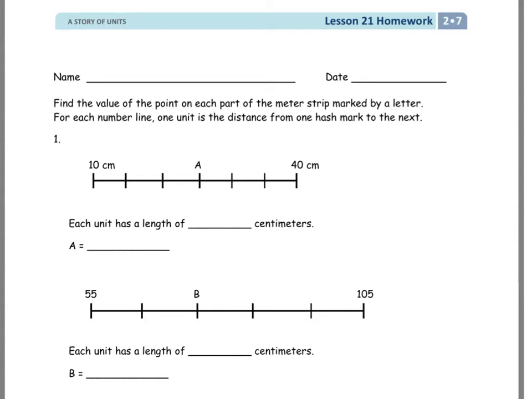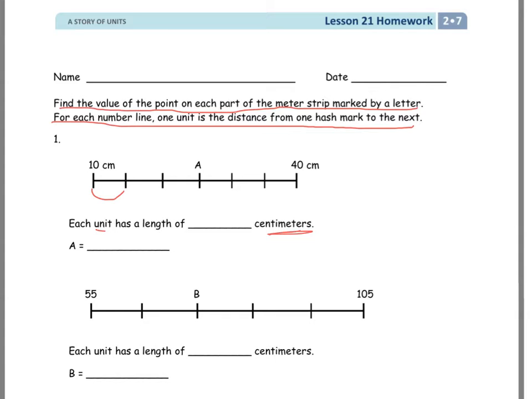The directions state, find the value of the point on each part of the meter strip marked by a letter. For each number line, 1 unit is the distance from one hash mark to the next. Now the big thing to know with this is each unit has a length of blank centimeters. So we have to figure out what's the distance from here to here, and so on. That's 1 unit, but what is it worth in centimeters?